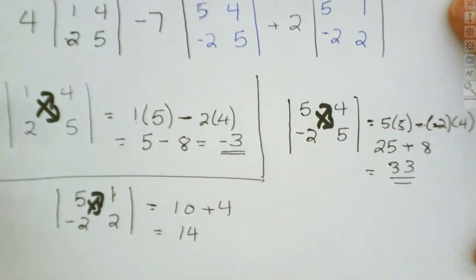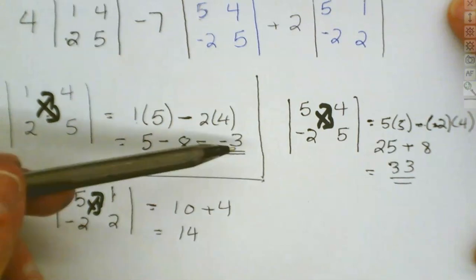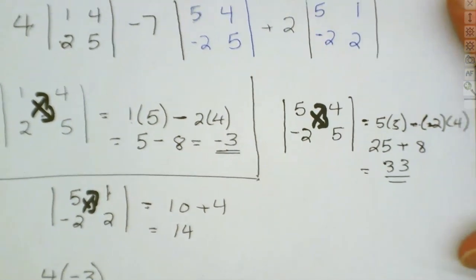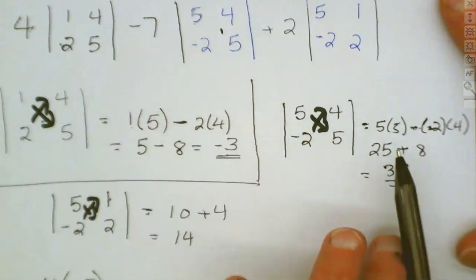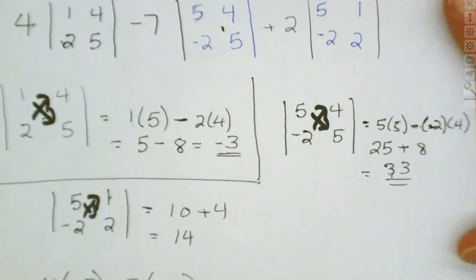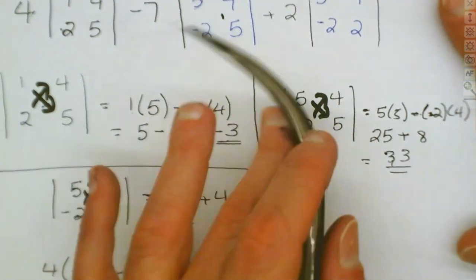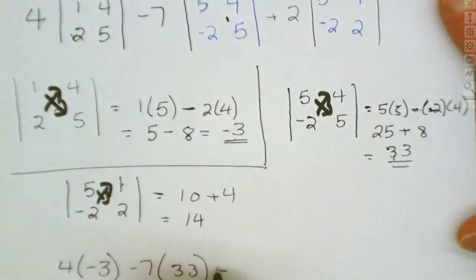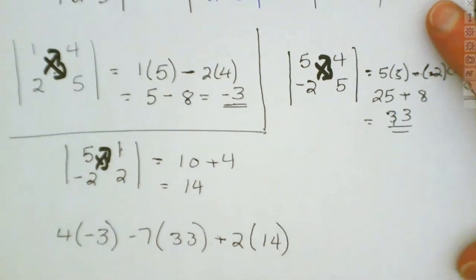Then we're finished. First one, we did it here. That was a negative 3. What's in front? 4. So that is 4 times that negative 3. The next one. That's this determinant. We did it here. What's in front of it? Negative 7. So that's negative 7 times 33. And I'll move it up so you can see it in a moment. What's the last one here? 2. I want you to be able to try to see all of it here. So there's 2 in front. And what was that last determinant? 14. So now we just multiply them together.